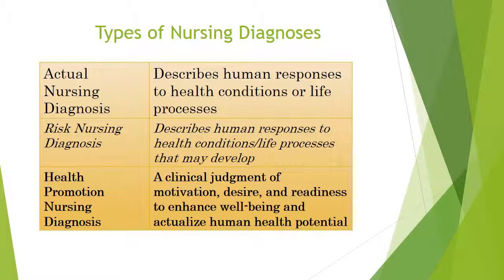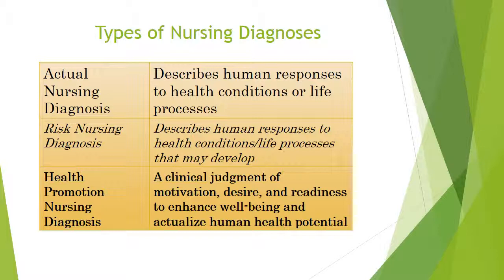Risk factors serve as clues to indicate that a risk nursing diagnosis applies to the patient's condition. Now, a risk for nursing diagnosis will describe a response to a health condition or life processes that will develop in a vulnerable individual, family, or community. These diagnoses do not have defining characteristics because they have not occurred yet. It is something that the patient is at risk for.